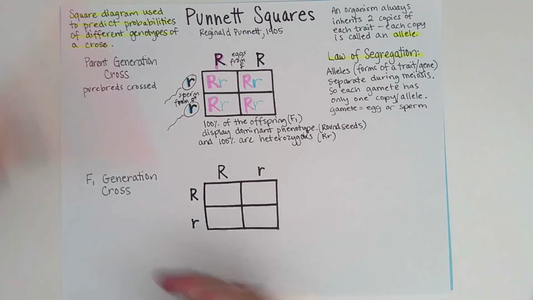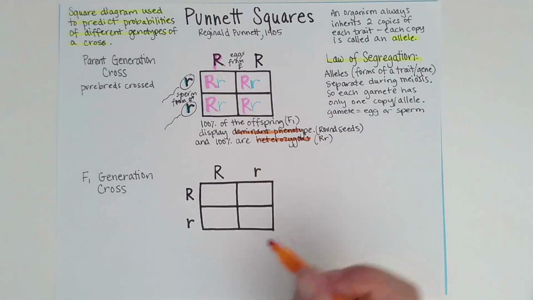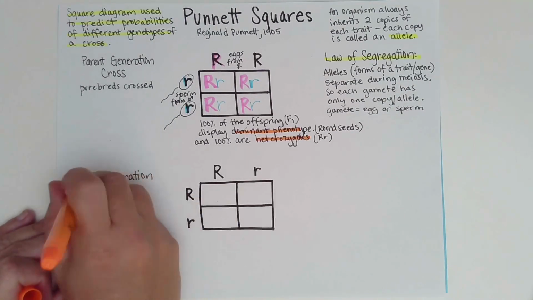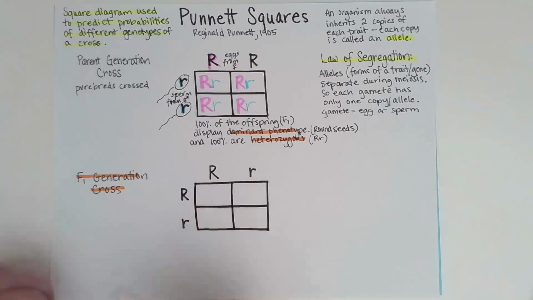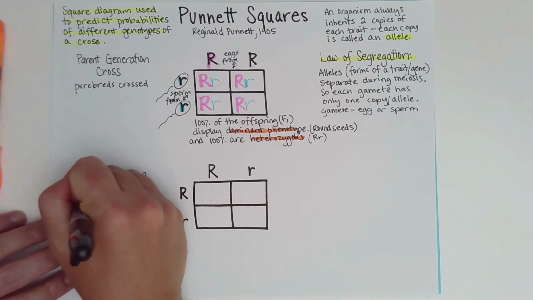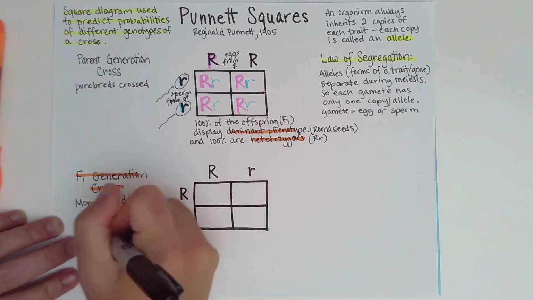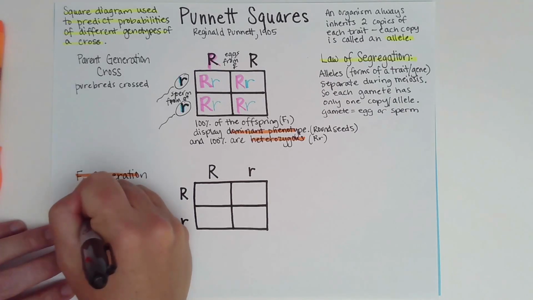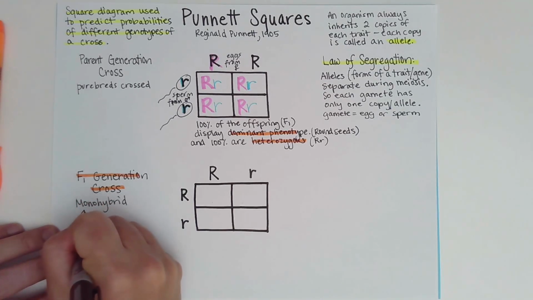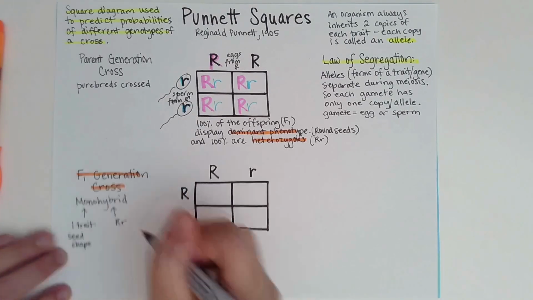Okay, so these are terms that we've already used. Talked about dominant phenotype. We've talked about heterozygous. Now let's see what happens with the F1 generation cross. And what we're going to do is called a monohybrid cross. So monohybrid means one trait. We're just looking at round or wrinkled. And hybrid means that they're all, so this would be one trait, seed shape. And they're all big R, little r.